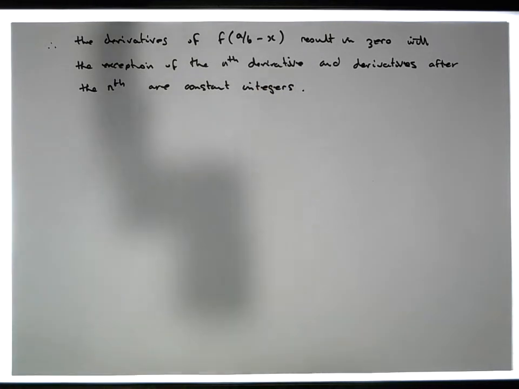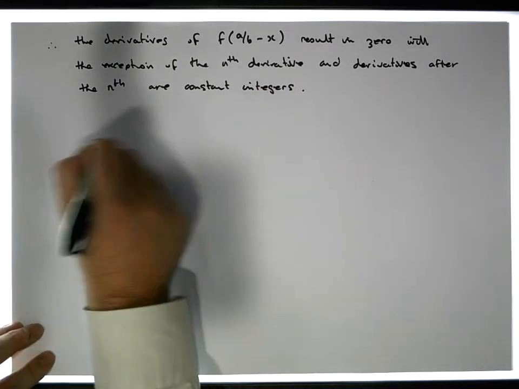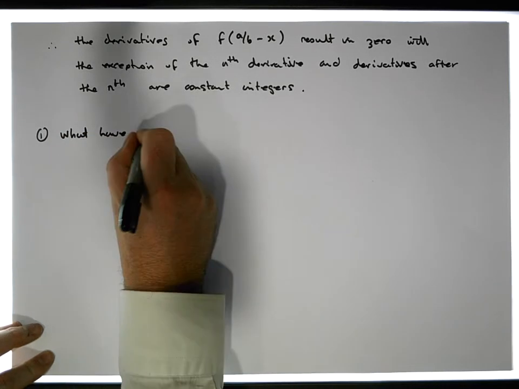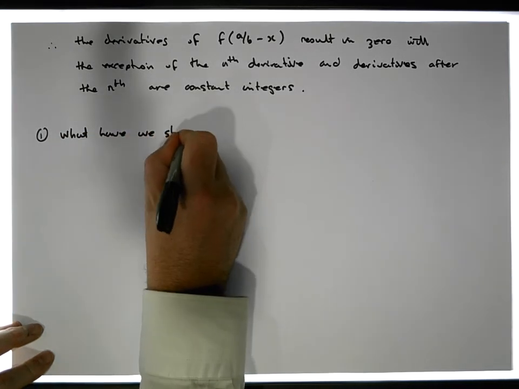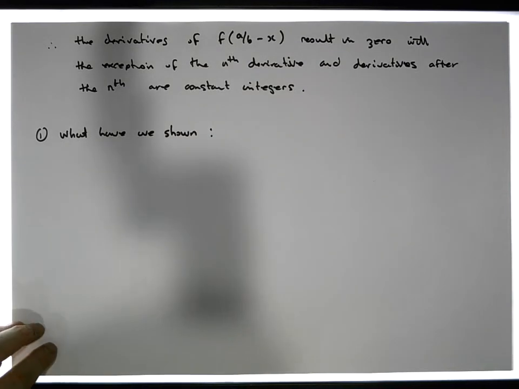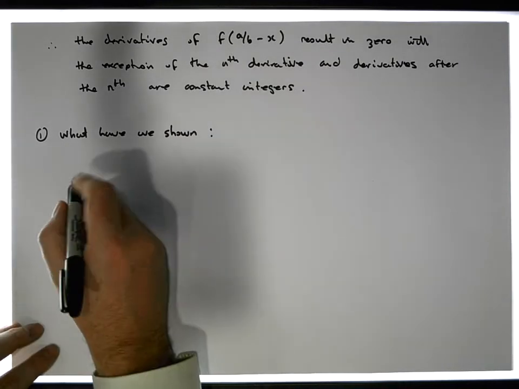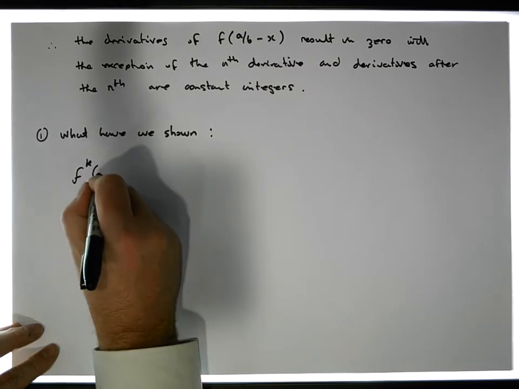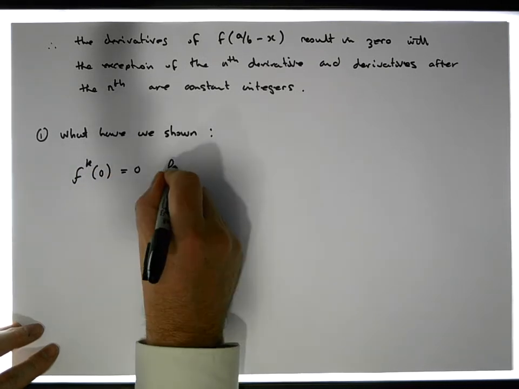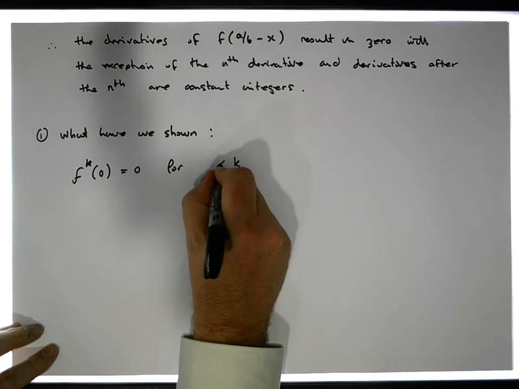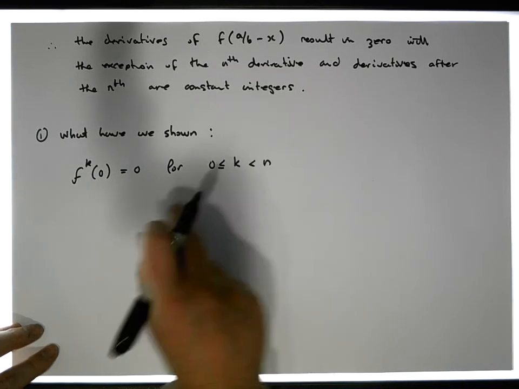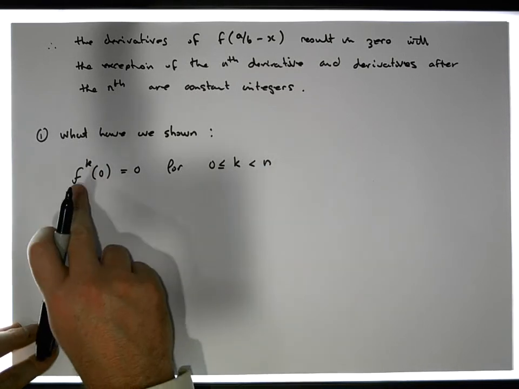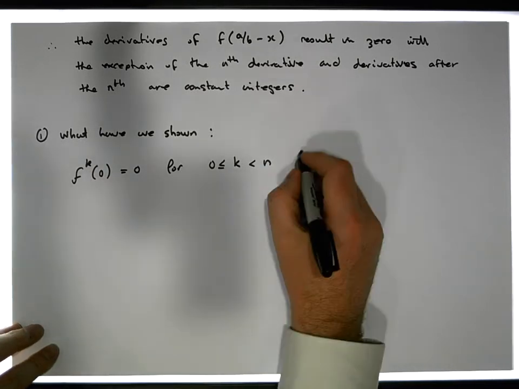So what have we shown? What have we shown up to this particular point? Although it's not been very rigorous. Well, what we've shown is this: the kth derivative of the function evaluated at 0 is equal to 0 for k greater than or equal to 0, but less than n. In other words, all derivatives up to the nth derivative, but not including the nth derivative, when evaluated at 0 are equal to 0. We've shown that.